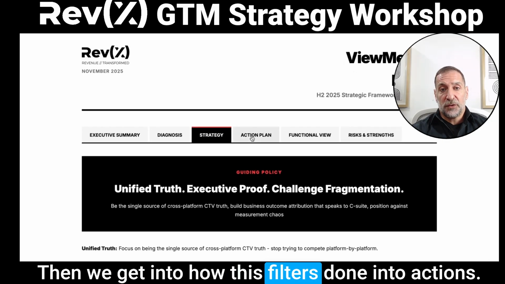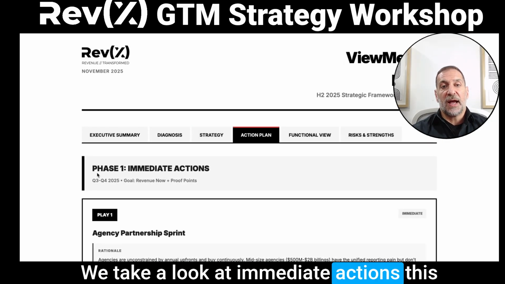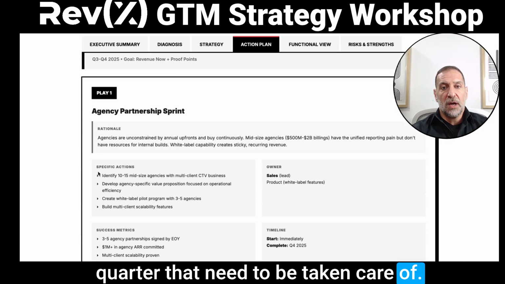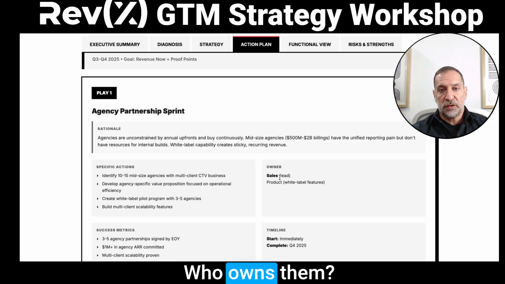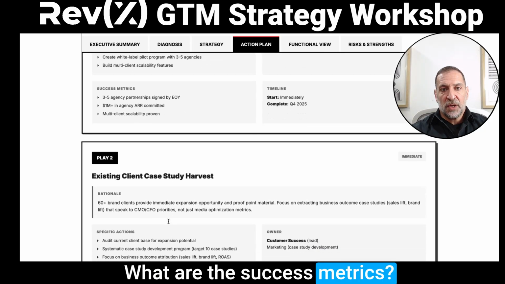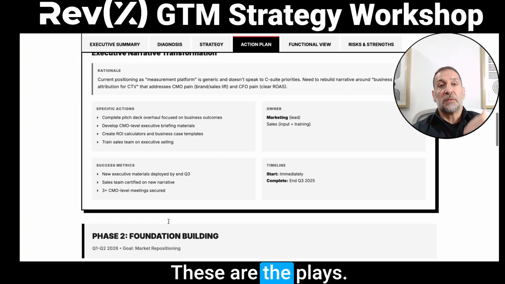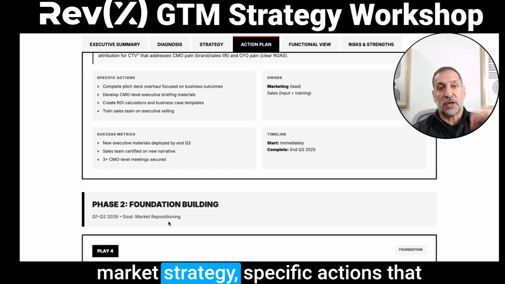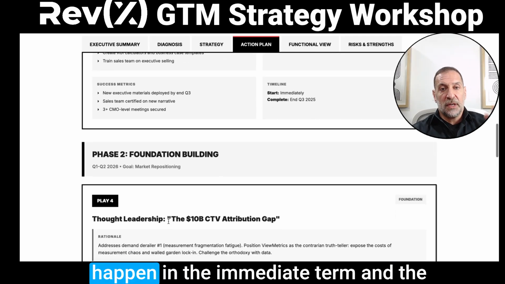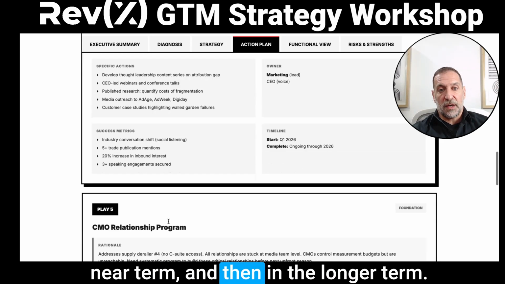Then we get into how this filters down into actions. We take a look at immediate actions this quarter that need to be taken care of. What are the specific actions? Who owns them? What are the success metrics? We go through that play by play. These are the plays. This is when you actually have a go-to-market strategy, specific actions that happen in the immediate term, in the near term, and then in the longer term.